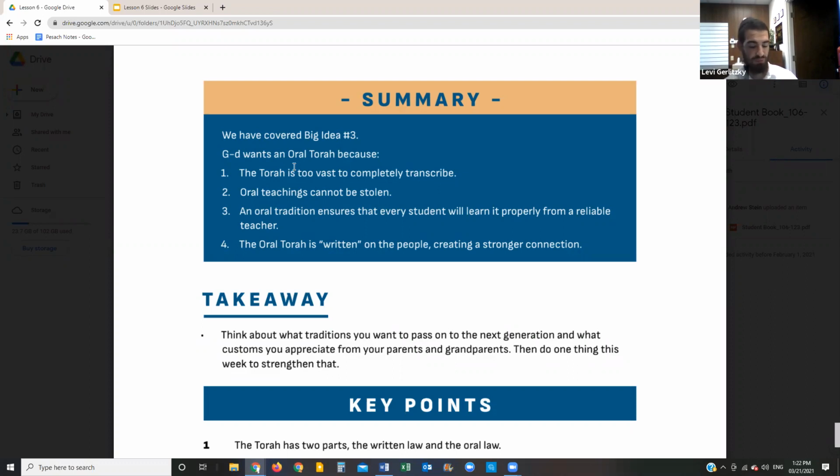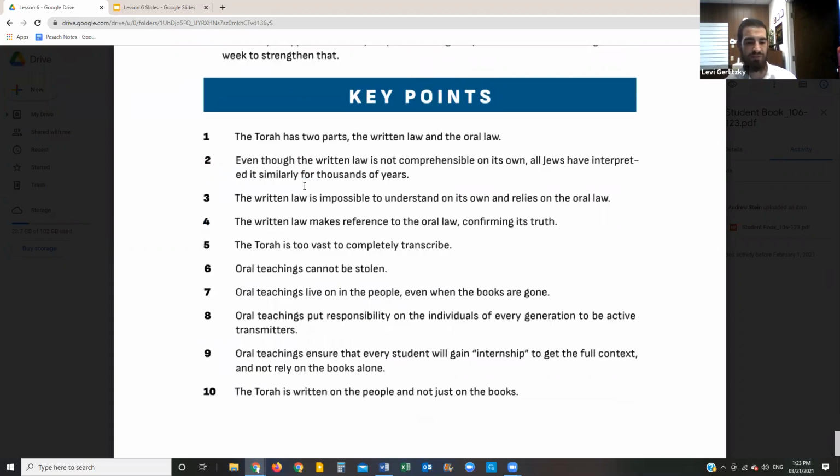And we said a few proofs, the fact that everybody keeps the same traditions, meaning everybody has passed down the same version of the Torah. We all celebrate it, whether all the holidays are celebrated in similar fashions. The fact that it's not possible to understand the Torah on its own, and the Torah hints to it in certain aspects. And the third section of the class was, why does God want it this way? And like we have over here, these 4 reasons that it's intentional that there is an oral part. So let's read the key points.